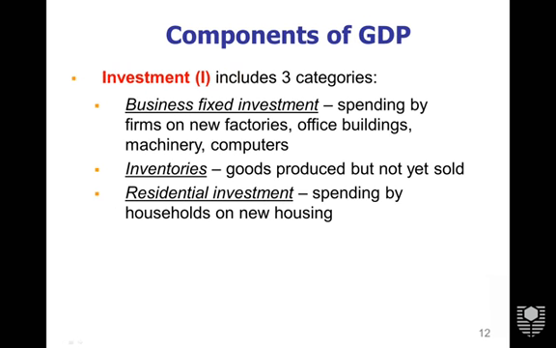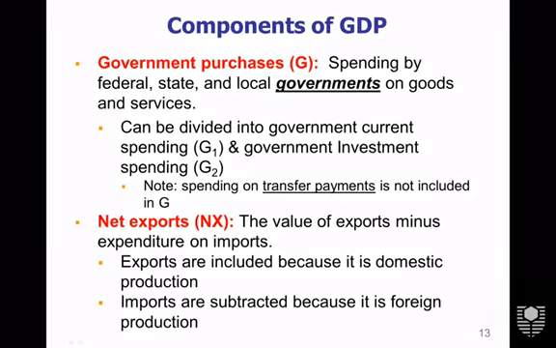Investment basically includes three categories. Business fixed investment, which is spending by firms on new factories, office buildings, machinery, and computers. Then we include inventories, the products being produced but not yet sold. And then we talk about residential investment, spending by households on new housing.